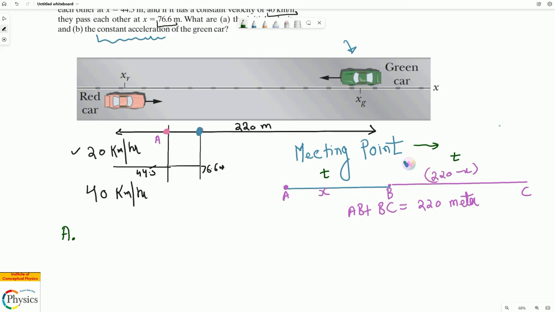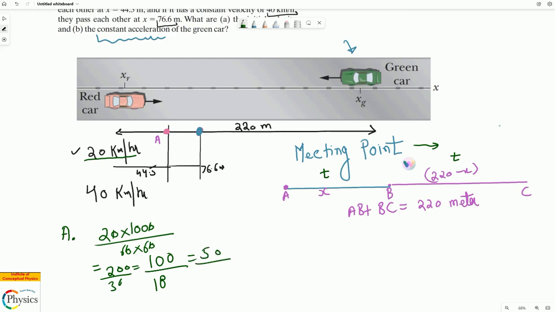So let's talk about situation number A. So 20 kilometer per hour. Let me write it as 20 into 1000, because I have to convert this, divided by 60 into 60. This will convert the whole thing into meter per second, right? So this is 200 divided by 36, which is 100 by 18, which is 50 by 9 meter per second. So this is the velocity of the red car, V red to start with.